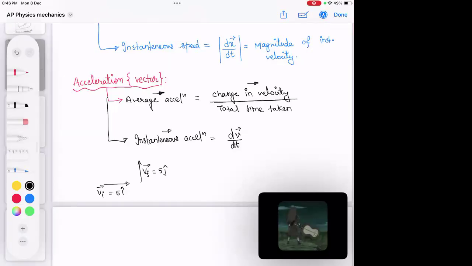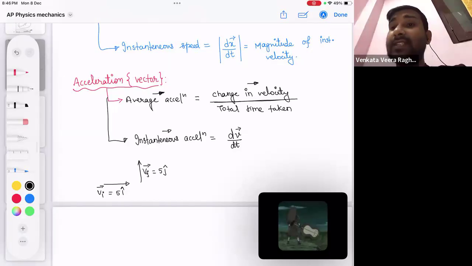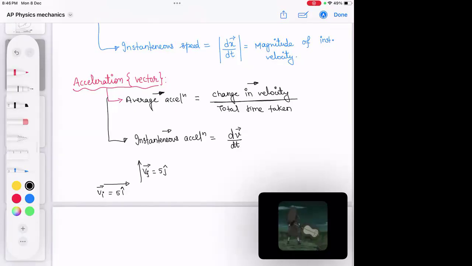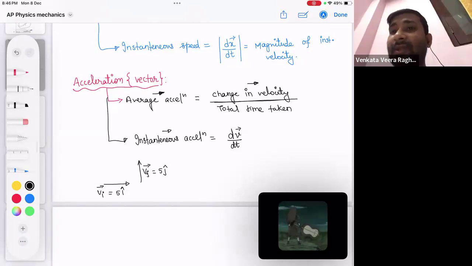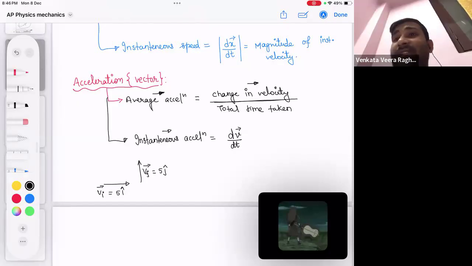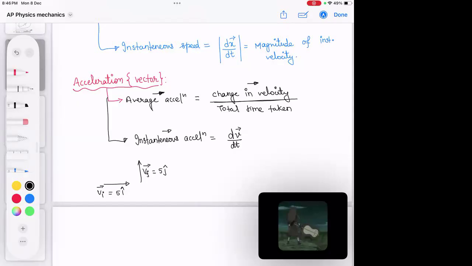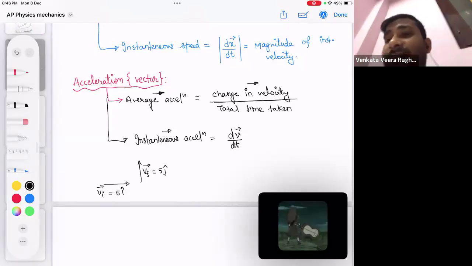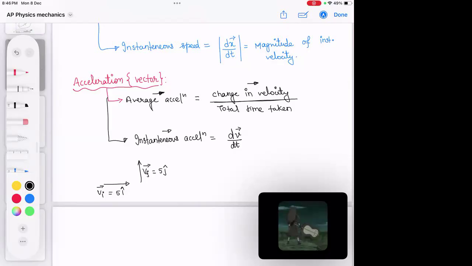No, sir. But is there a change in velocity? Yes, sir. So does it have acceleration or not? A change in velocity is there, so definitely acceleration will be there. Please tell me, all of you, please respond. Yes, sir, it's there.